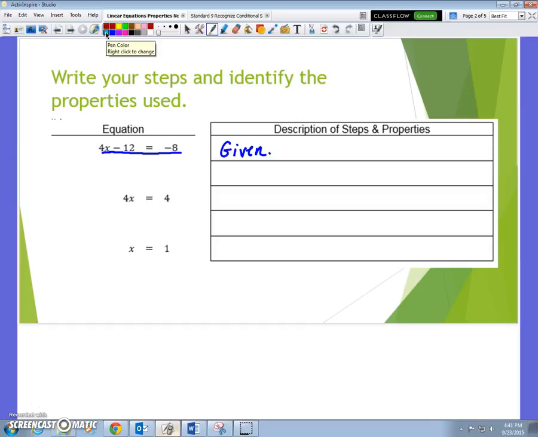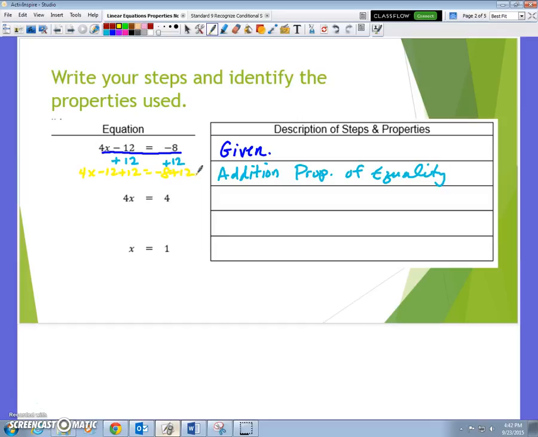If I wanted to solve this equation, the first step that I would take is I would add 12 to both sides. And so when I do that, that is the addition property of equality. The addition property of equality. Now go to yellow here. I'm going to write it out here. 4x minus 12 plus 12 equals negative 8 plus 12.